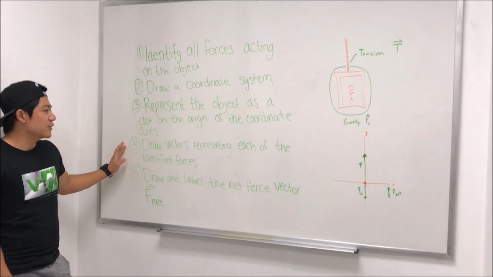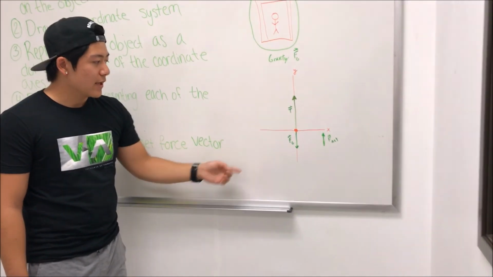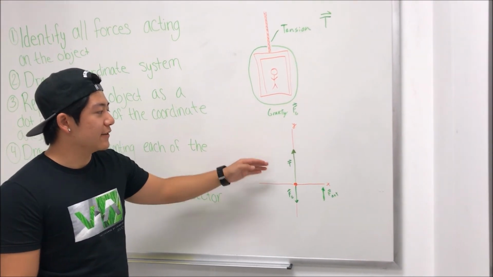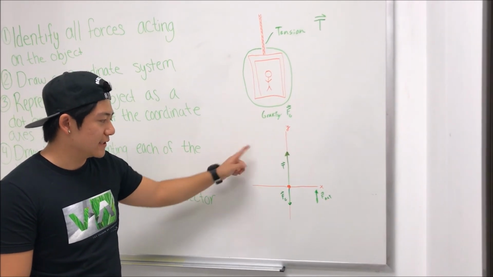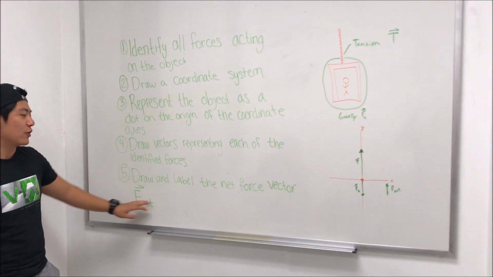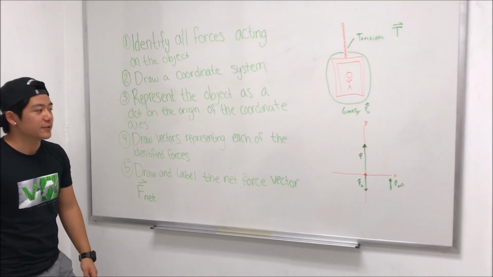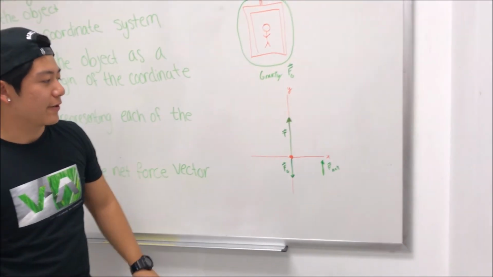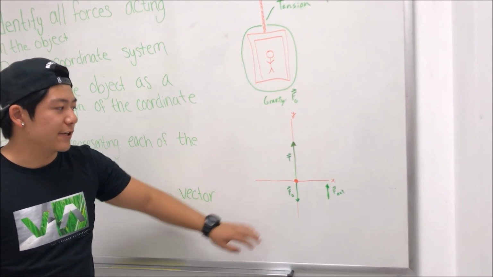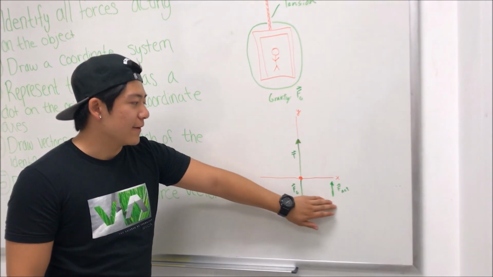The next step is to draw the vectors representing each of the identified forces. In this case we have tension, which is pulling up, and we have the force of gravity, which is pulling down. Now if you look closely, the magnitude of the tension vector is larger than that of the force of gravity. Last but not least, we have to draw and label the net force vector. Now if you recall, net force is the sum of all the forces acting on an object. So if we come back to our free body diagram, we see that the magnitude of the tension is larger than the magnitude of gravity. Because our elevator is moving up, we have a net force which is moving up.